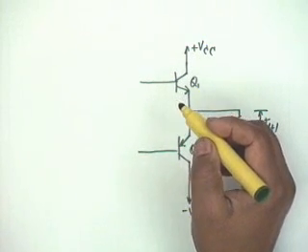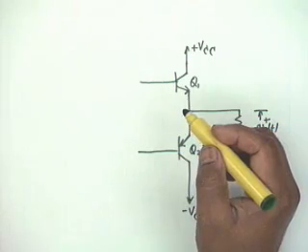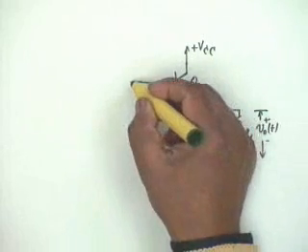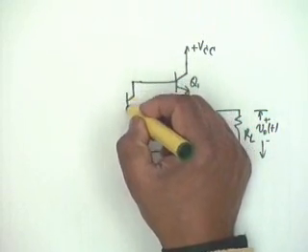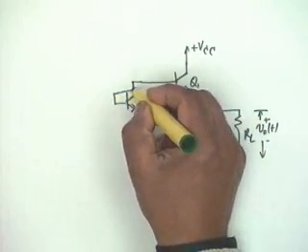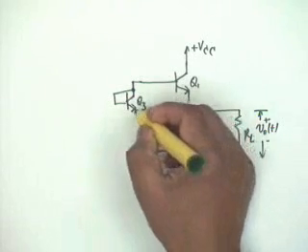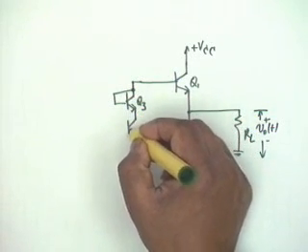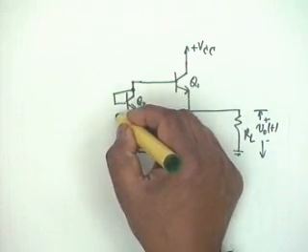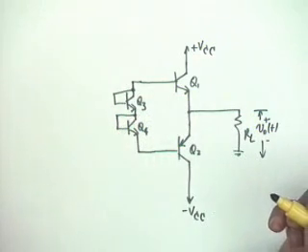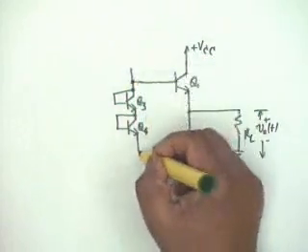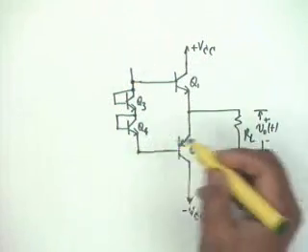Now, this is done by connecting two PNP transistors in diode connection from here to here. From here to here, we connect two PNP transistors in diode connection. So, what we do is we have a Q3 which is connected as a diode, and we have a Q4 which is also connected as a diode. Are these NPN or PNP? These are both NPN.